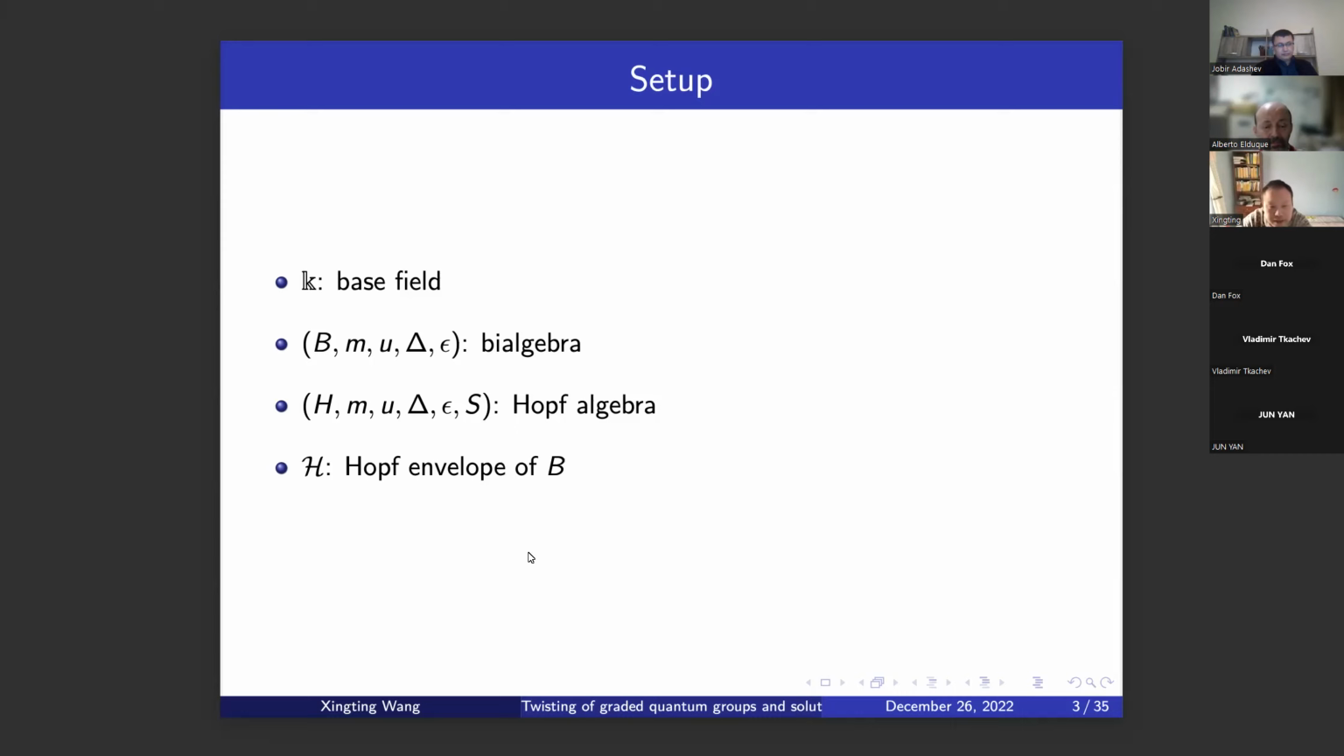Specifically, I like to use this curly H to mean the Hopf envelope of an arbitrary bialgebra. So what is that? If you give me a bialgebra, usually it will not possess an antipode. So I can construct the smallest Hopf algebra containing B, and that is called the Hopf envelope of B. It's the smallest Hopf algebra you can build from a bialgebra, and I use curly H to denote that.